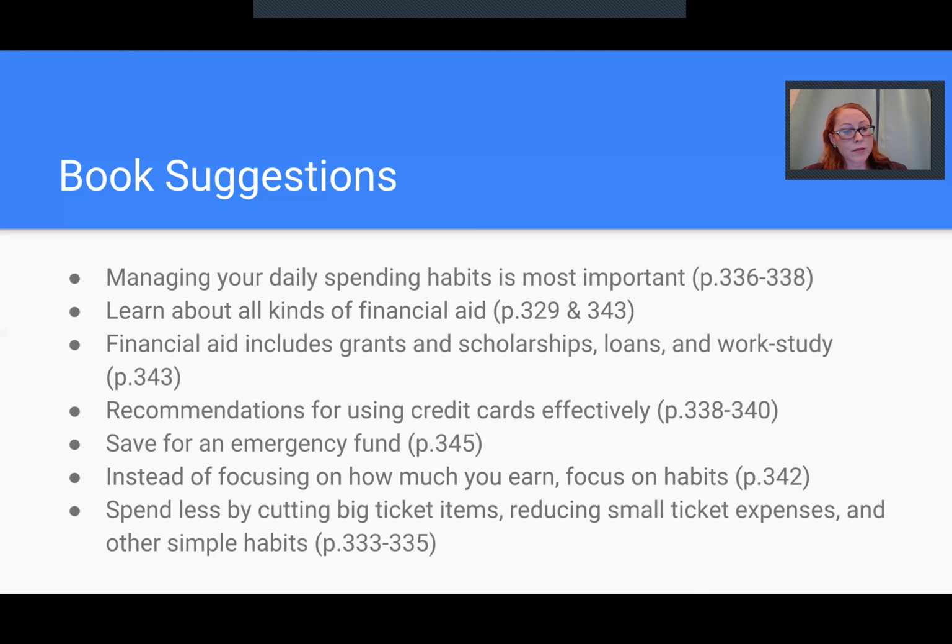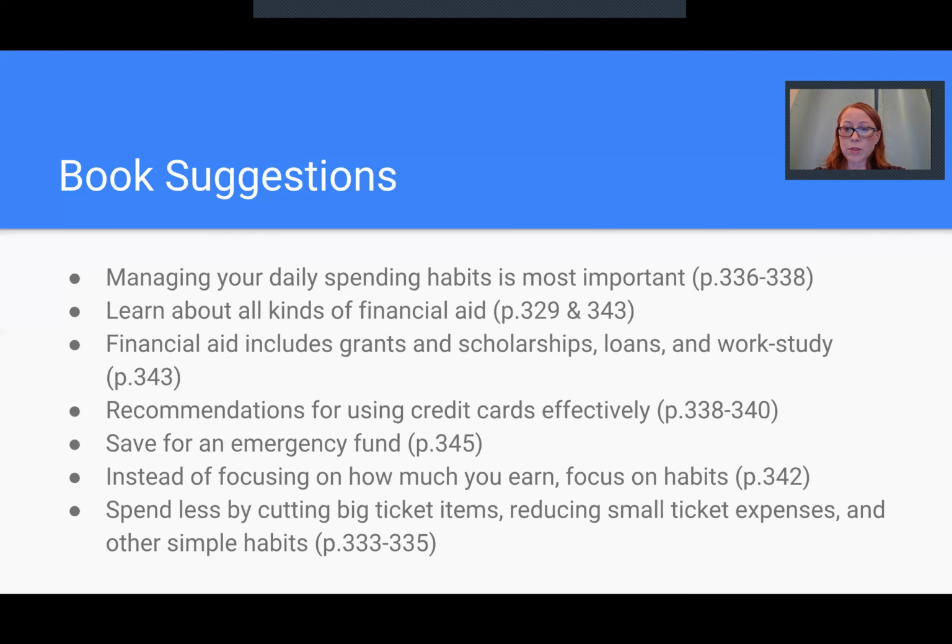The next suggestion from the book is that there are recommendations for using credit cards effectively. A lot of credit card companies target college students because they know that there's a lot of fees and expenses associated with college, and they give you credit cards freely knowing that you're going to rack up a huge bill that you can't pay back. This is how they make their money. They charge you interest, and it's usually really high interest.